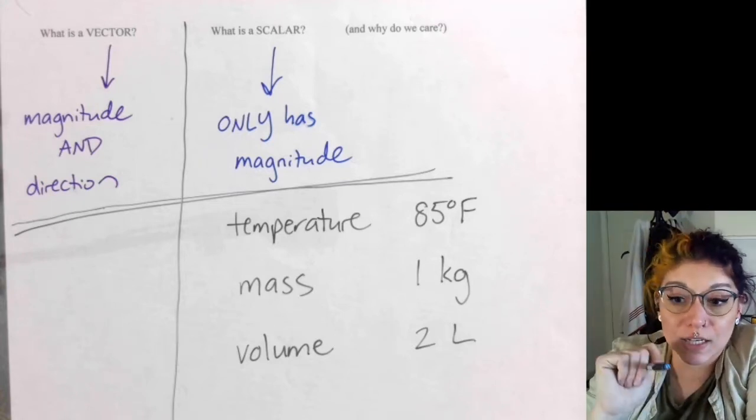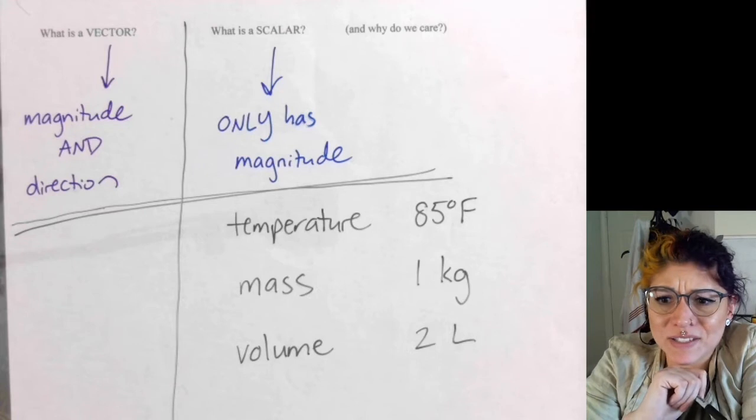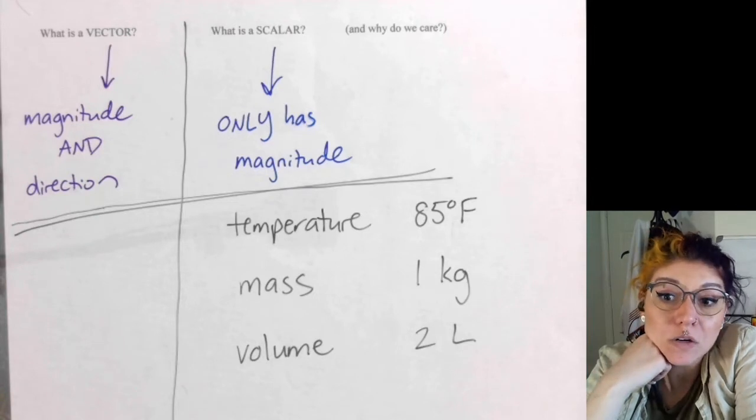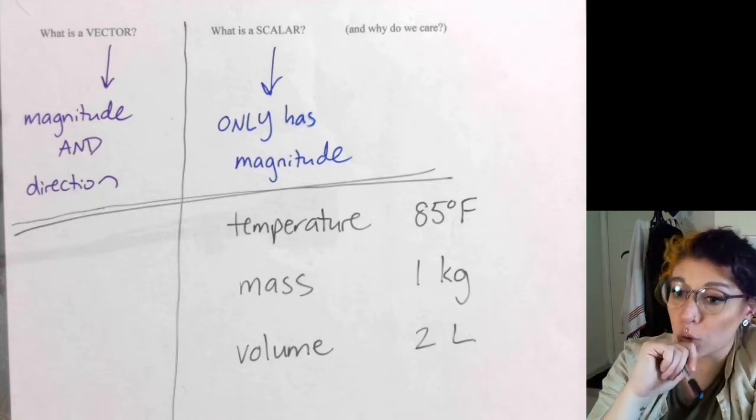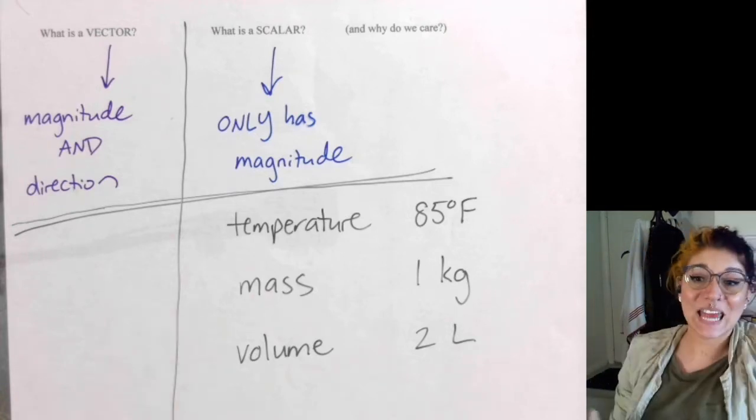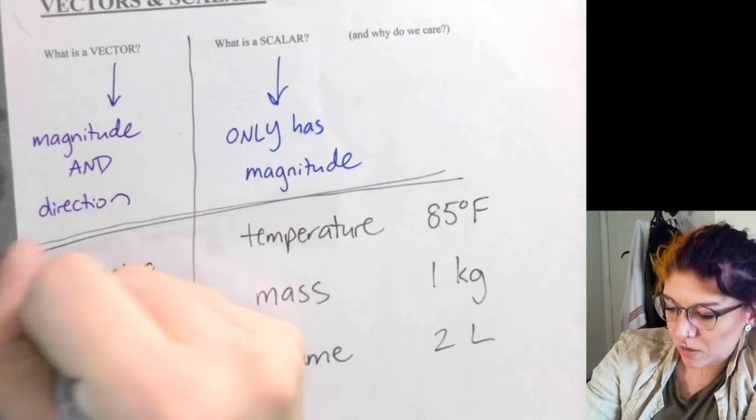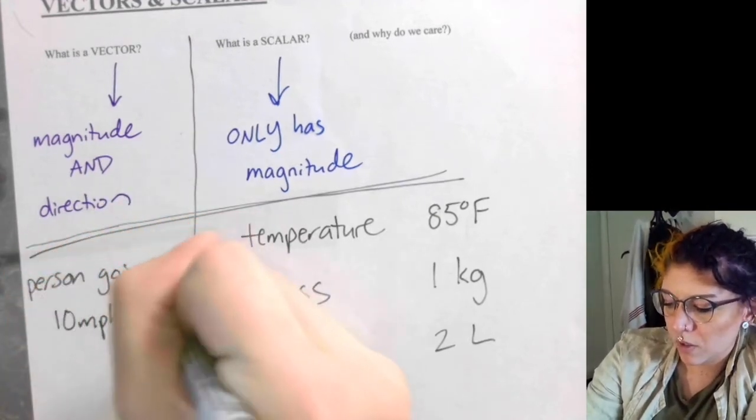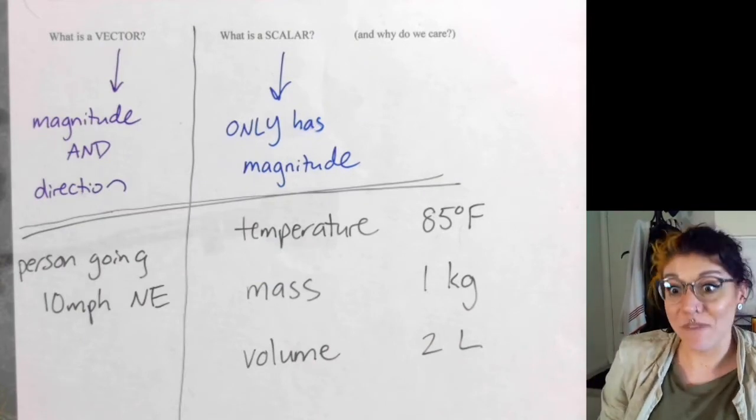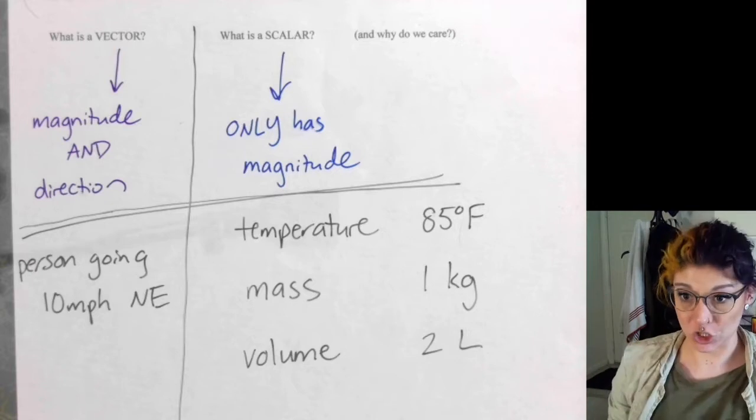What about if you are riding your skateboard 10 miles per hour? I don't know how fast skateboards can go. 10 miles per hour. Northeast. Vector or scalar? A skateboarder going 10 miles per hour northeast. That is a vector. So, a person going 10 miles per hour northeast. There is a magnitude. So, 10 miles per hour, that tells me how fast they're going. But I also have a directionality component to it. So that is a vector.